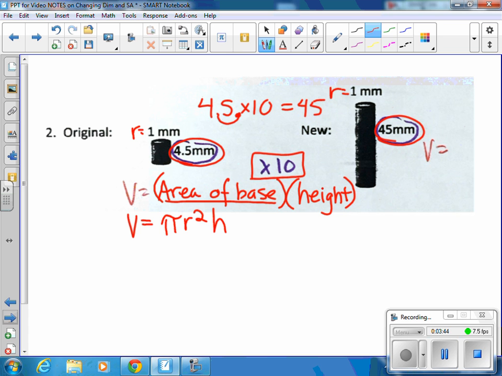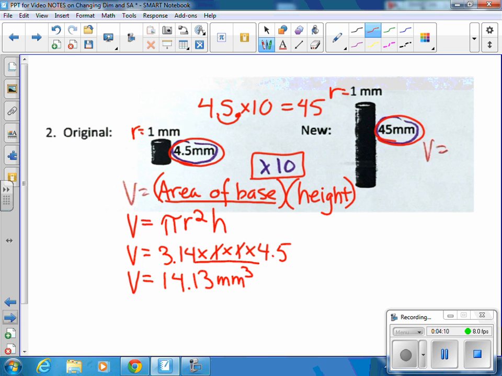All right, so let's plug in our numbers. Pi is 3.14. The radius, I said, was 1, so that's going to be 1 times 1, because 1 squared is 1 times 1. And then times the height, which is 4.5. When I do all that math, these sort of cancel out because it's 1 times anything. So when I do the math here, I get 14.13 millimeters cubed. Okay, so there's my original volume on the original cylinder.